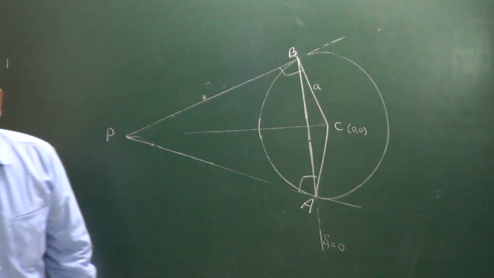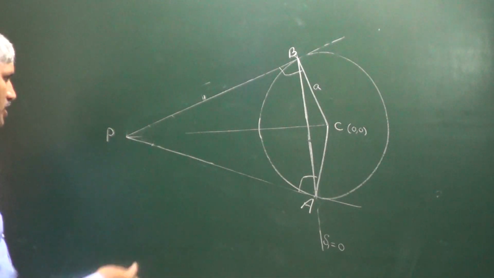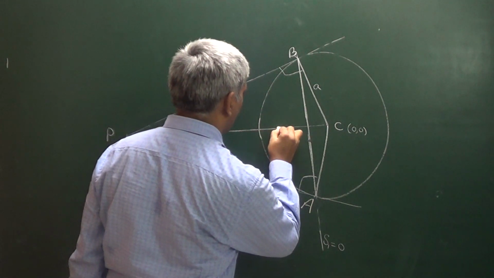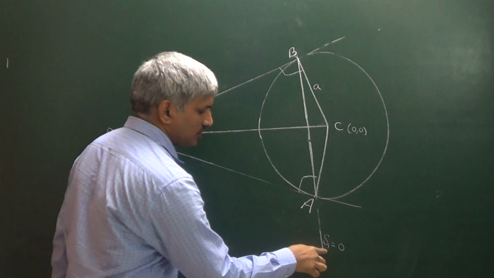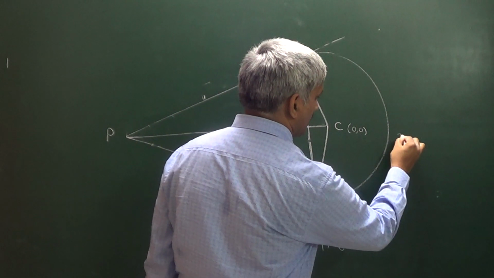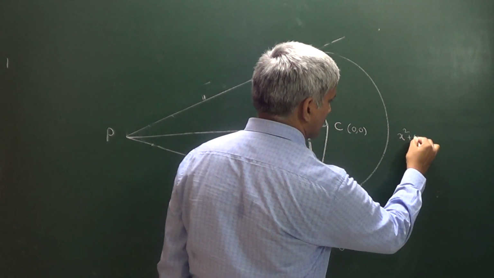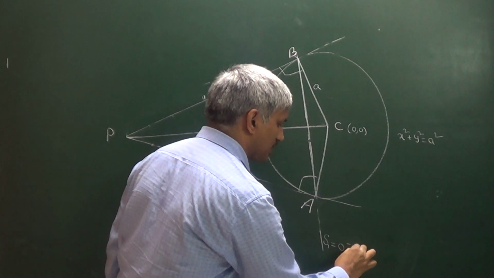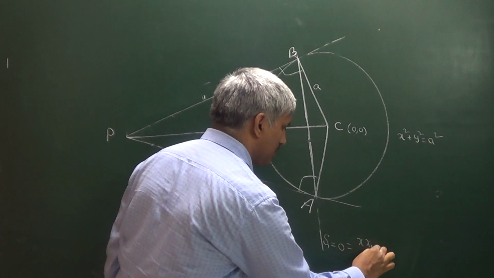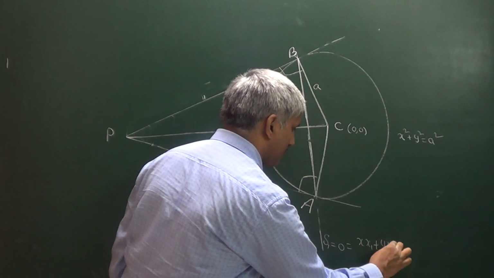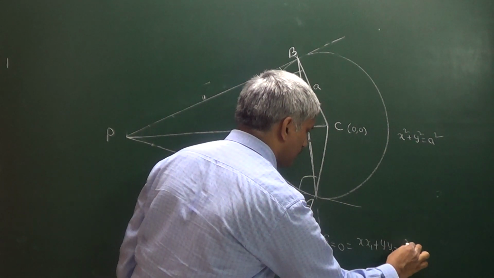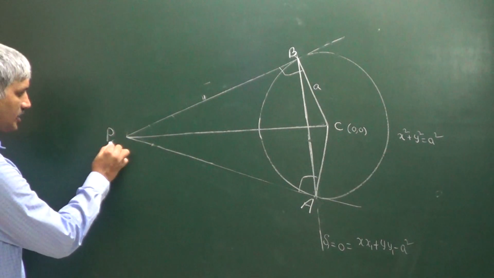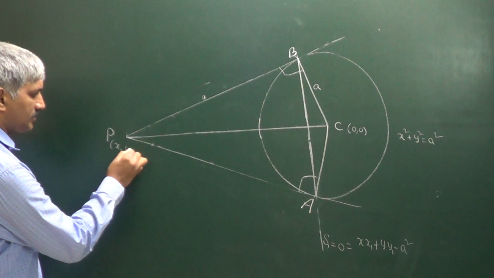So this is the information we have. Now what I am doing here is, we got the chord of contact equation as S1 is equal to 0. When the circle equation is x square plus y square is equal to a square, you know what is S1? S1 is nothing but x x1 plus y y1 minus a square, that is S1 is equal to 0. Now you know this particular point is x1 y1.